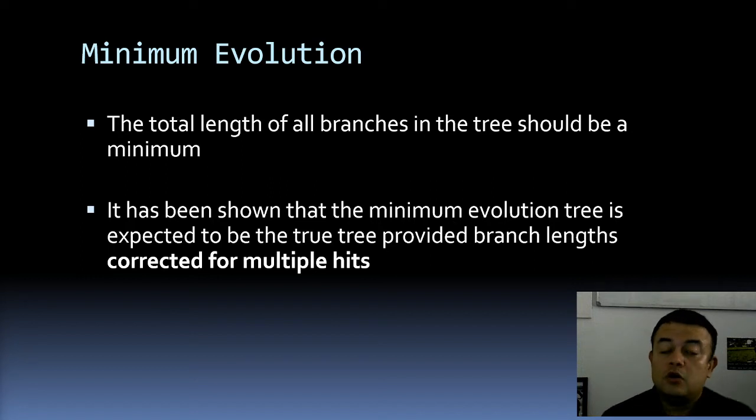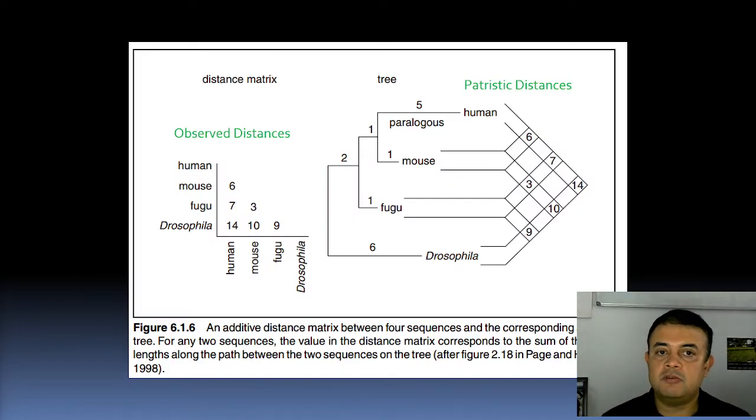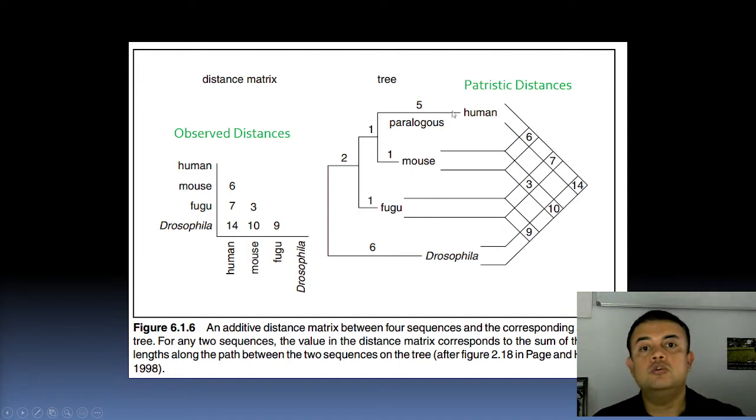So how do you correct to accommodate these multiple hits? By adopting various models of molecular evolution, right, that we have already covered. One example would be from this distance matrix, that is, the observed distances of human. We have already seen this matrix earlier, right? Human, mouse, fugu and drosophila. You are drawing a tree to minimize the distance between them. So this is the optimal tree.